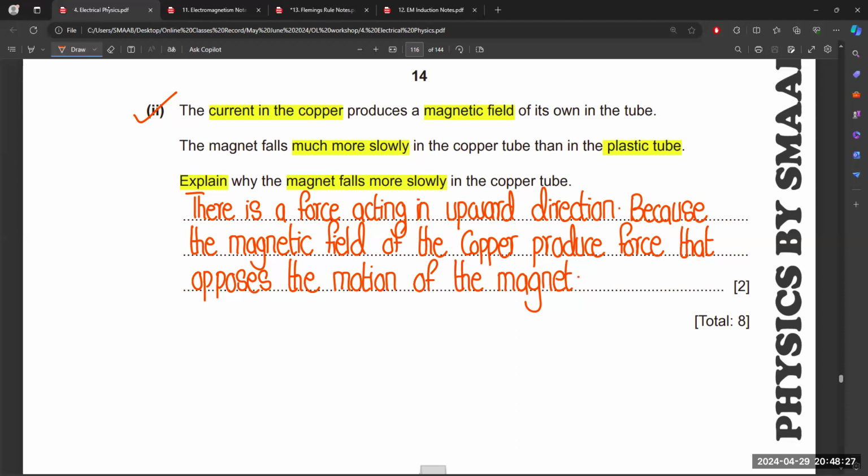So the magnet tries to move in the downward direction, but due to the magnetic field produced in the copper tube because of electromagnetic induction, that force will not allow the magnet to move downward properly. It will exert an opposite force on the body. So that's why the magnet moves slowly compared to its motion in the plastic tube.